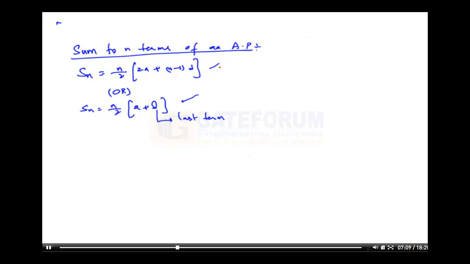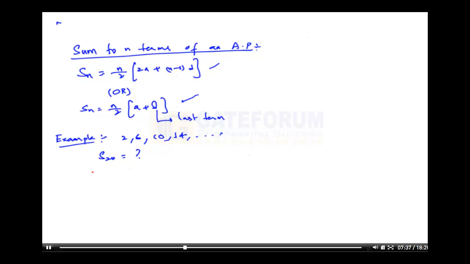Now, we'll apply this formula to a question. Example: we'll see how the formula is applicable. Consider the sequence 2, 6, 10, 14, and so on. Find S20, the sum of the first 20 terms.